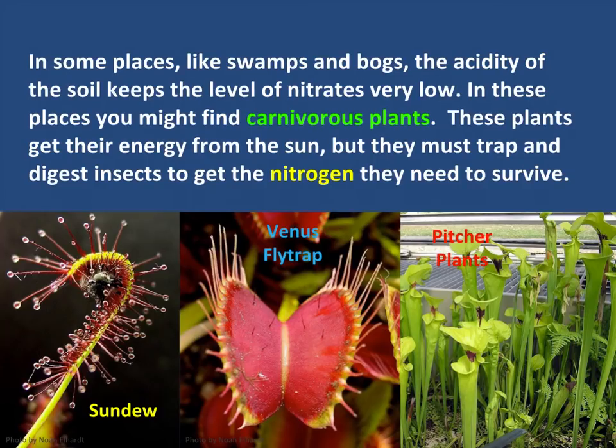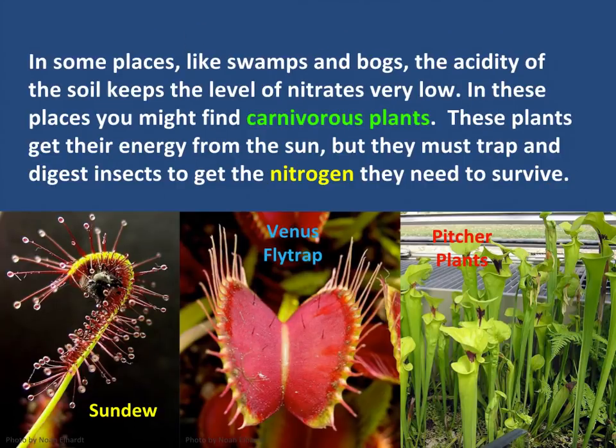Now let's talk about some pretty interesting plants like the sundew right here, this Venus flytrap, which a lot of you are probably more familiar with, and the pitcher plants. In places like swamps and bogs, the acidity of the soil keeps the level of nitrates very low. In these places, you might find carnivorous plants, plants that eat meat. These plants get their energy from the sun, but they must trap and digest insects to get the nitrogen they need to survive.